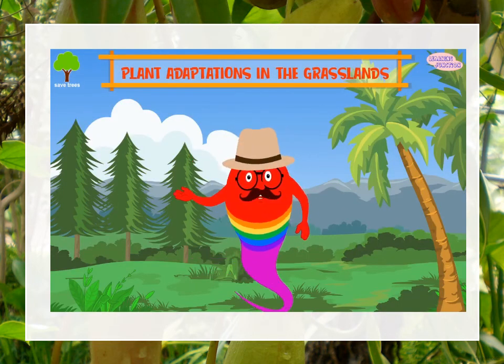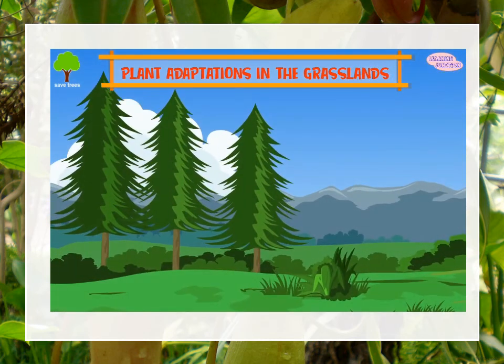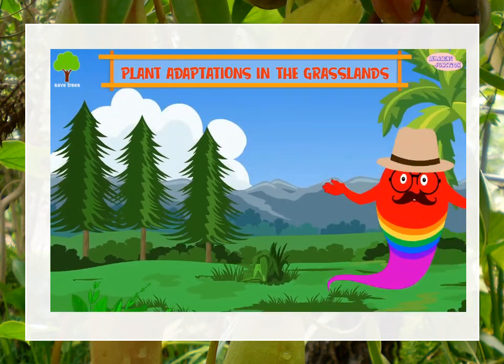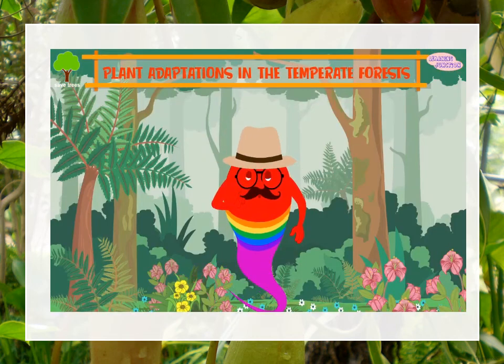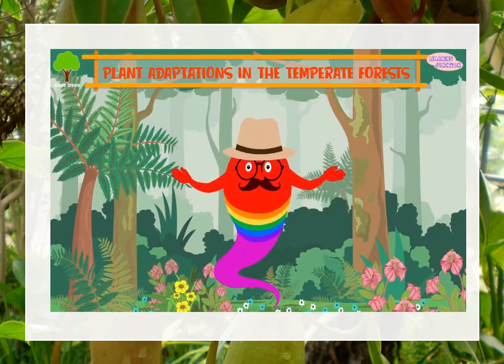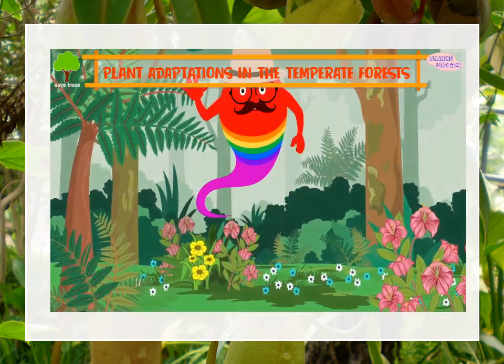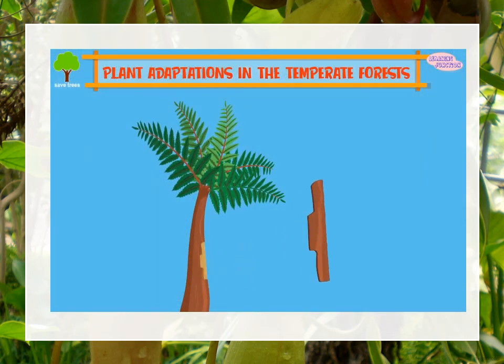Plant adaptations in the grasslands. Grassland plants have spreading root systems that allow them moisture and strength. Most of the plants have long needle-like leaves that don't require much water. The grasses grow from the bottom and develop close to the ground. Plant adaptations in the temperate forests. Such forests have harsh winters and see 4 distinct types of weather. Wildflowers grow in the forest during the spring. Most big trees here have broad bark to protect them.